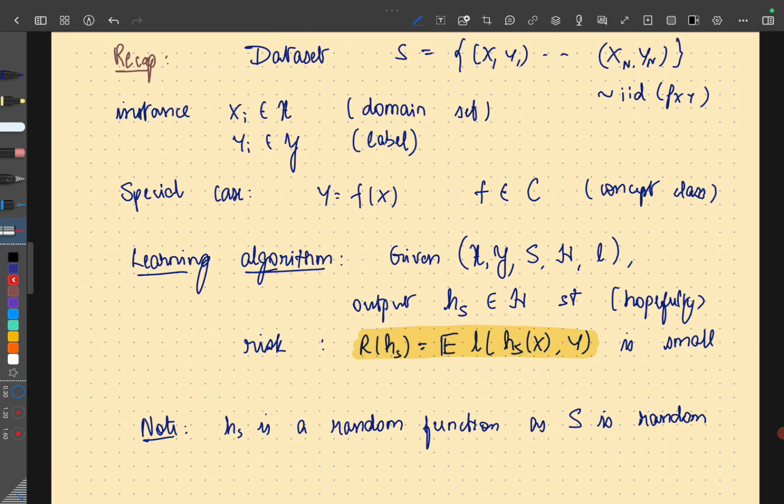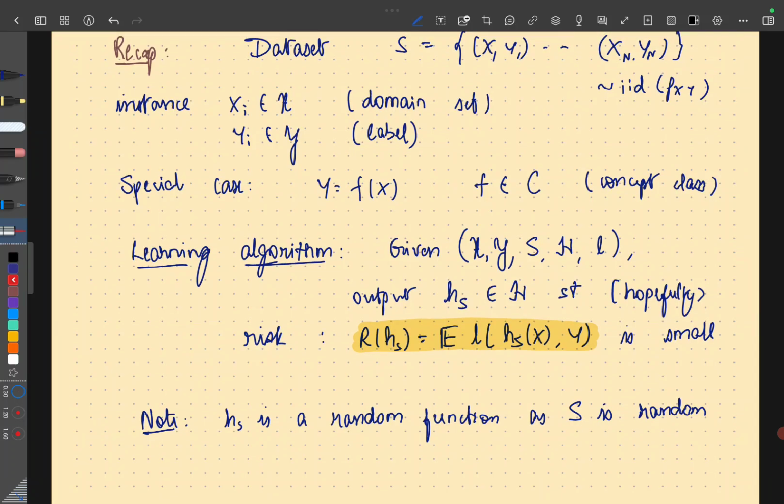The most specific or most special case is when f belongs to a concept class and this concept class is known. Slightly more general is the case where f belongs to a concept class but the concept class is unknown. And the most general framework is where x and y are drawn IID according to some distribution P_XY, and no restrictions are imposed on the joint distribution P_XY.